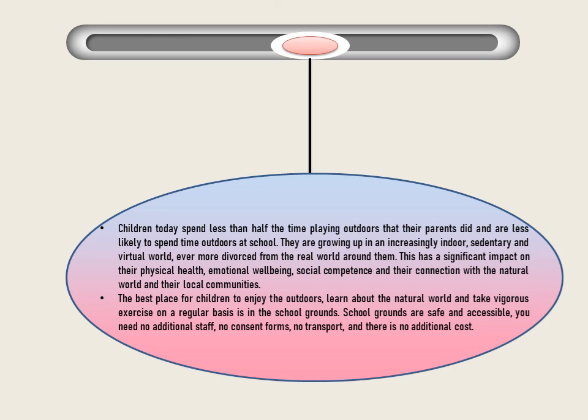less likely to spend time outdoors at school. The school ground has an important role for students because they are growing up in an increasingly indoor, sedentary, and virtual world, ever more distant from the real world around them. This has a significant impact on their physical health, emotional well-being, social competence, and their connection with the natural world and their local communities. The best place for children to enjoy the outdoors, learn about the natural world, and take vigorous exercise on a regular basis is the school grounds.